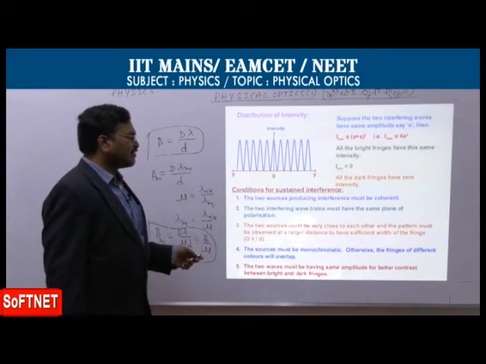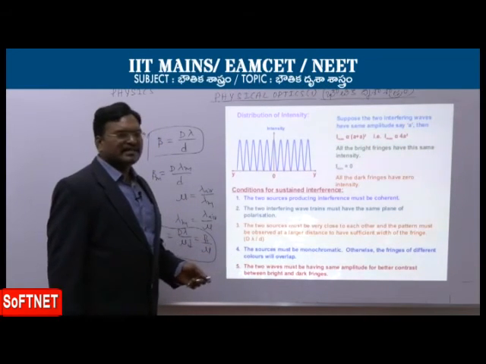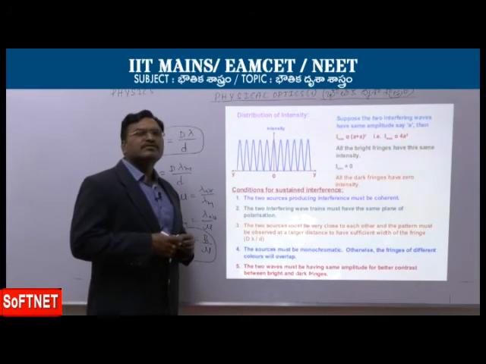Condition for sustained interference. What is that? The two sources producing interference must be coherent. When interference takes place, these two sources must be coherent.